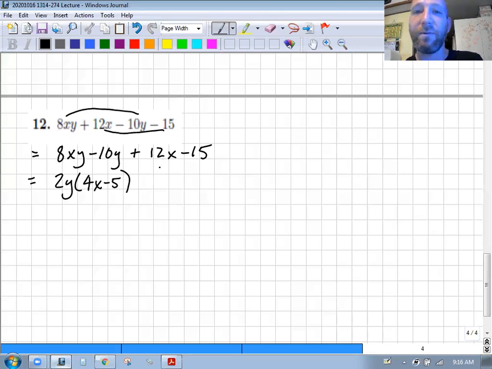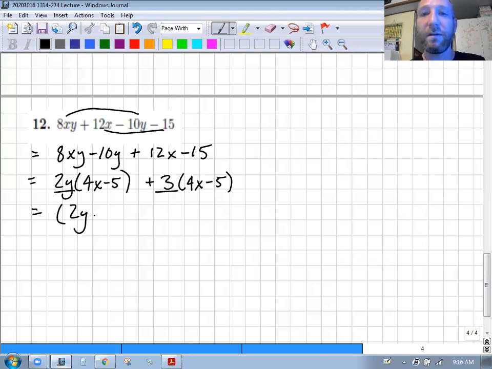And over here, again, we want to get a 4x minus 5, right? And luckily, this works out where we can get a 4x minus 5. If we have a 3 here, 3 times 4 is a 12x, and a 3 times negative 15 is negative 15. So we have a 2y and a 3, and they're both being multiplied by 4x minus 5.